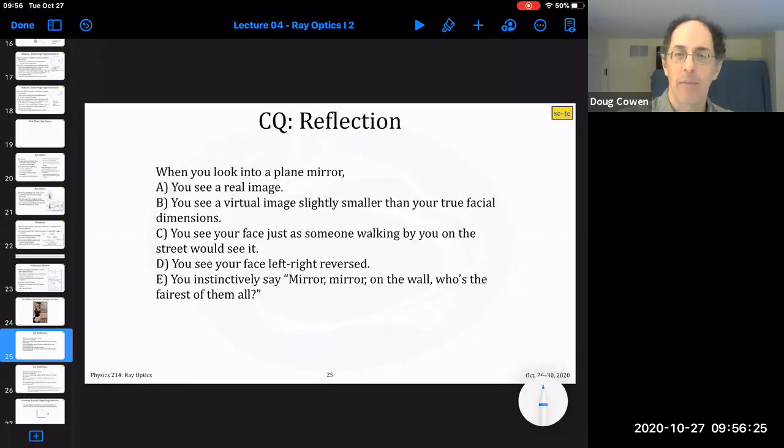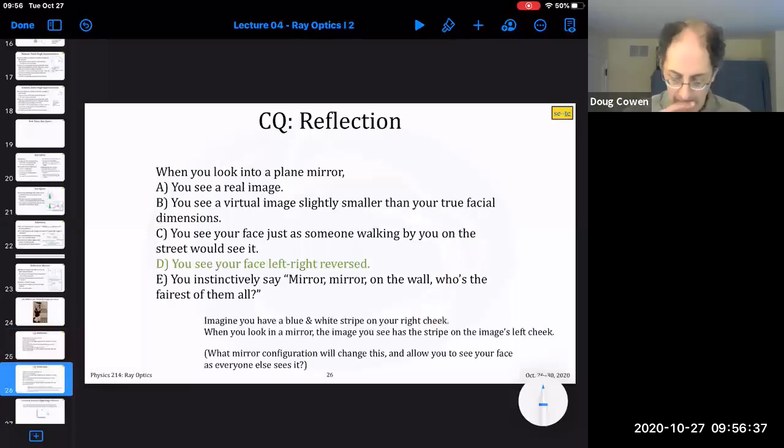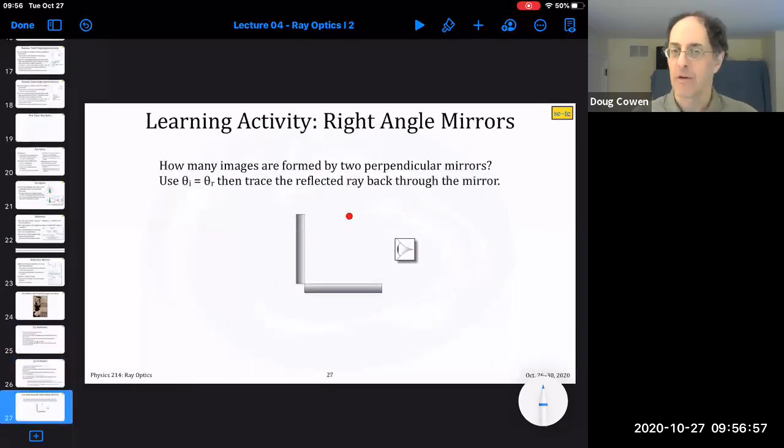All right, so most people said D, which is correct. I'm going to finish up in just a second here. You will see your face left to right reversed. One way to imagine this is if you have a blue and white stripe on your right cheek. When you look in the mirror, the image that you see in the mirror will have those stripes on the image's left cheek. So you could ask, what mirror configuration will change this and allow you to see your face as everyone else sees it? And the answer is a perpendicular mirror configuration like this. And we'll explore how many images are formed by two perpendicular mirrors as a separate activity next time.